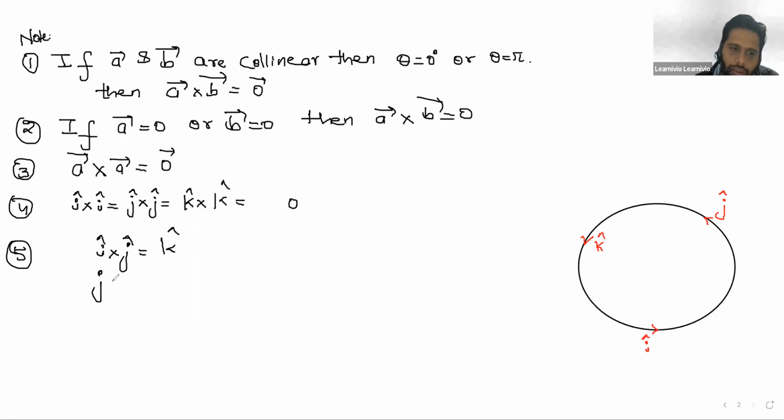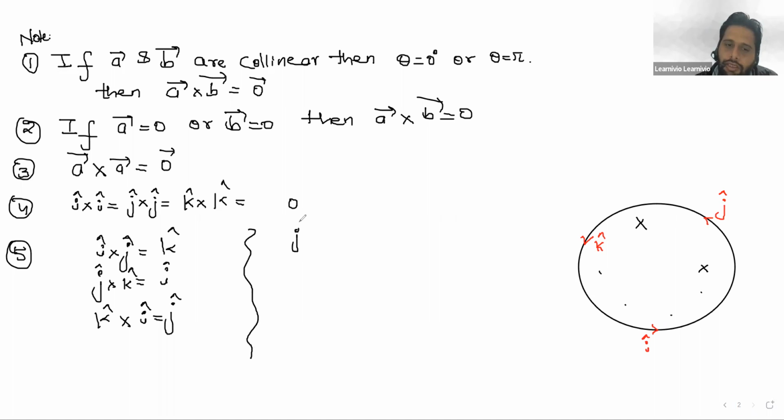If you're finding J cap into K cap, you will get an I cap. If you're finding K into I cap, you will get a J cap. So if you are moving in this direction, everything will be fine: I cross J is K, J cross K is I, K cross I is J. If you move in the opposite direction, everything will become negative.